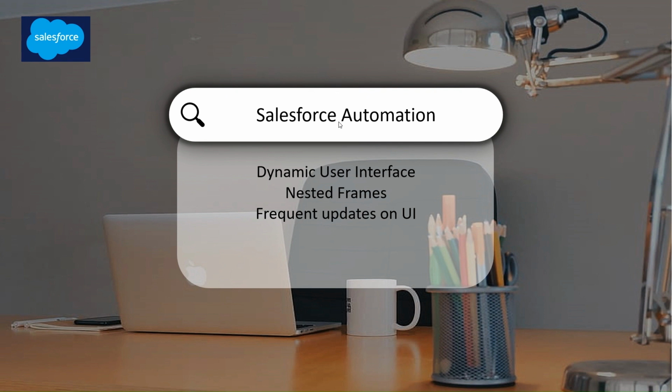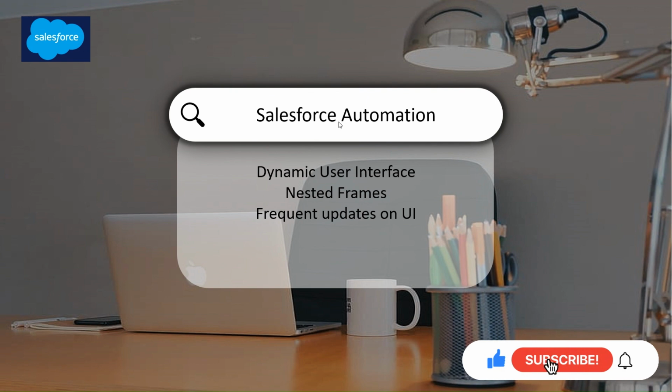It's a dynamic user interface, mainly the Lightning application, with multiple nested frames, and the main problem is frequent updates on the UI. As I already told you, the Salesforce UI will not always be the same. Frequent releases will happen, frequent updates will happen, and accordingly you have to update your test cases also. So what I suggest is, while automating, you need to clearly understand which functionality will not undergo major changes. If it's undergoing major changes, then obviously high maintenance is required for your Salesforce automation script.